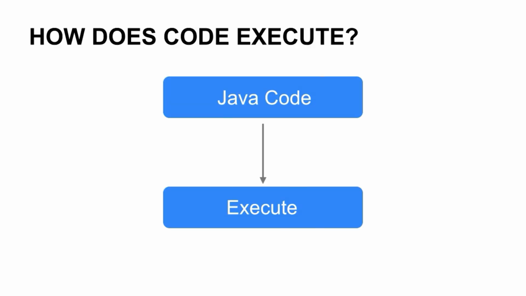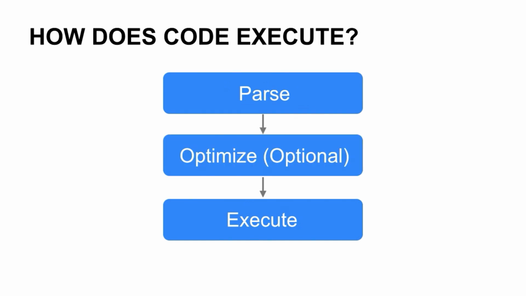To start our exploration of Java performance, we're going to look at the parts that make up a compiler. Our goal is to answer, how does code execute? How do we get from the Java code that you or I write to actually running on the hardware? As it turns out, every compiler, no matter what language it's for, goes through the same basic steps.